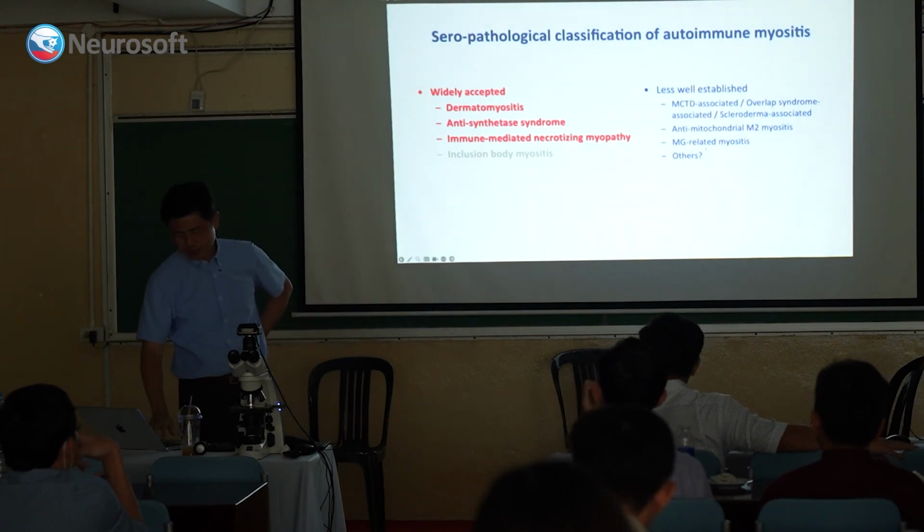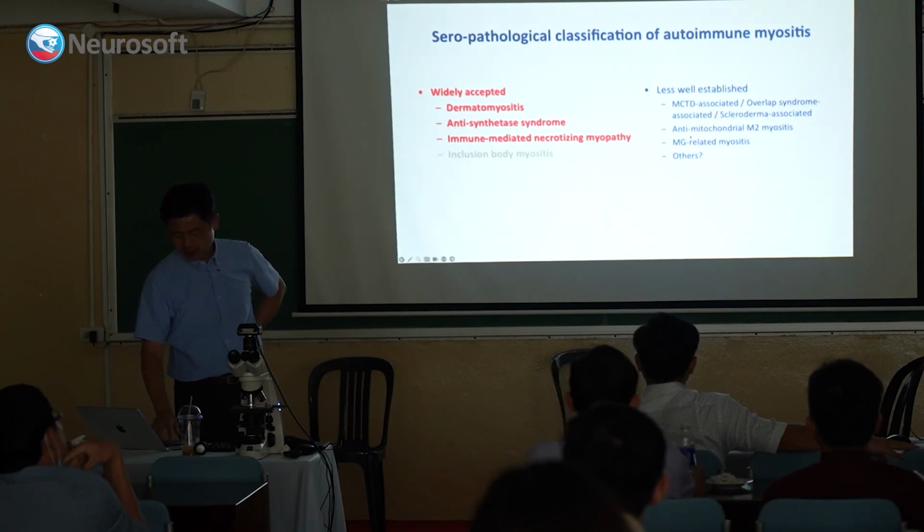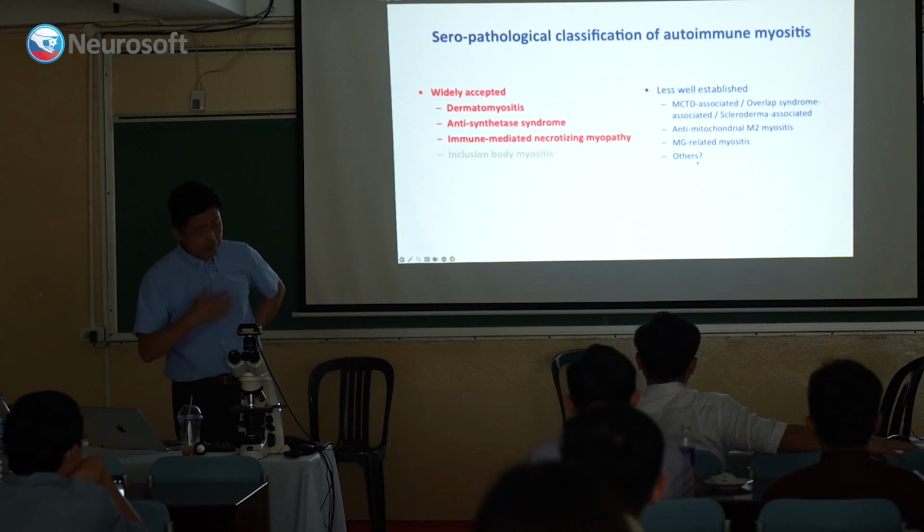And there are other disorders, less well characterized, like overlap syndrome, anti-mitochondrial M2 myositis, MG-related myositis, and maybe others as well.